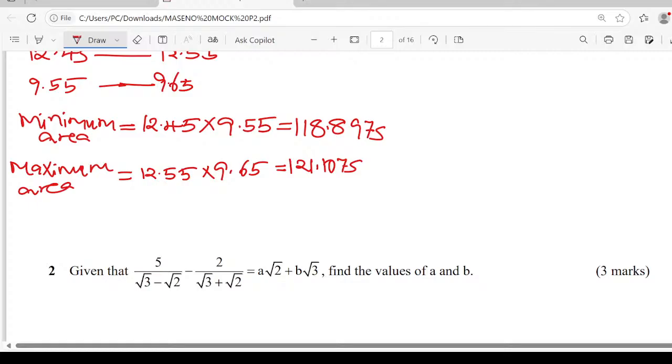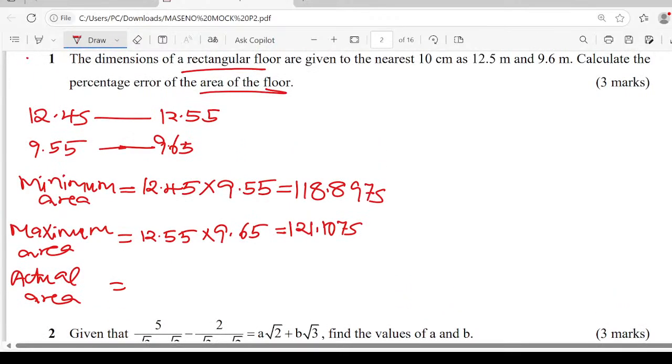Maybe before we get absolute error, let me also get the actual area. The actual area will be 12.5 multiplied by 9.6. Using your calculator for a higher level of accuracy, 12.5 times 9.6, you are going to get 120. That is the actual area.